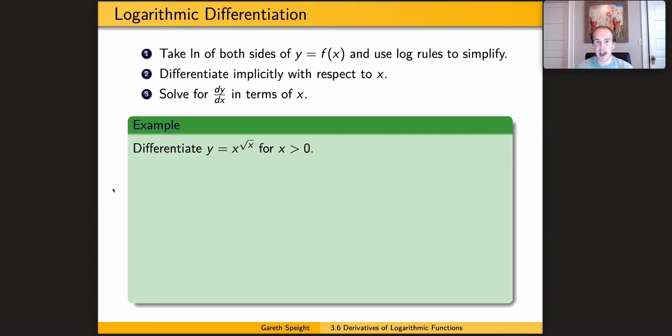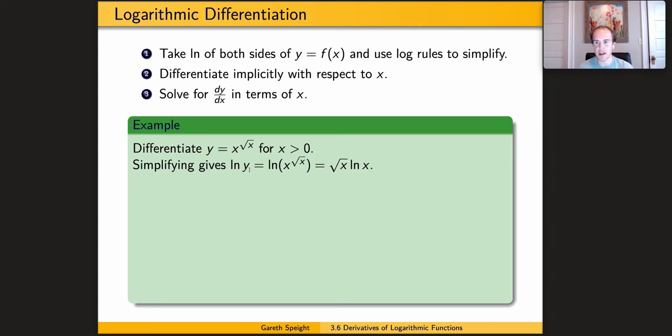So we are supposed to take ln of both sides. So if we take ln of both sides, we get ln of y equals ln of x to the square root x. Okay, now we can use the rules of logs to bring down that power. So it becomes square root of x times ln of x. And now, on the right side, it's easier to differentiate.